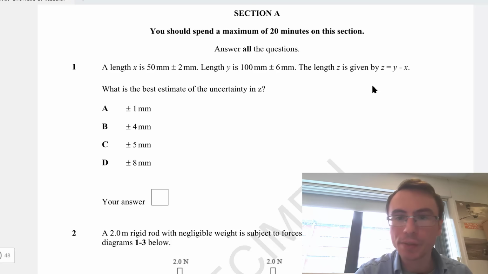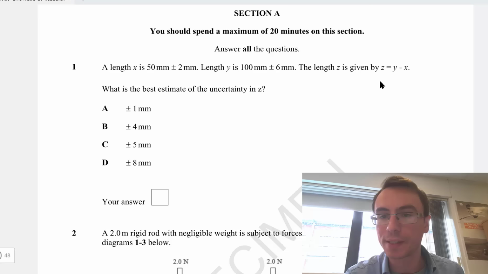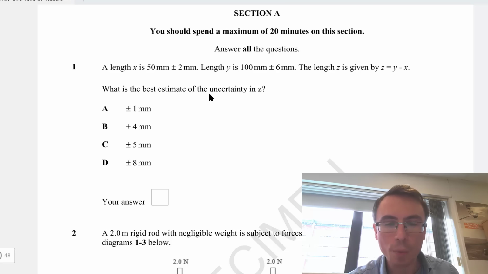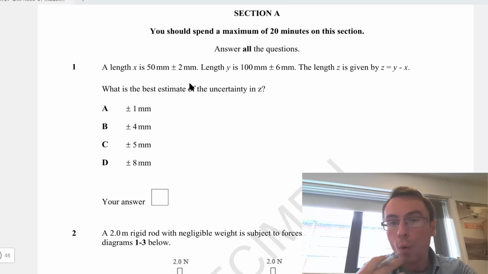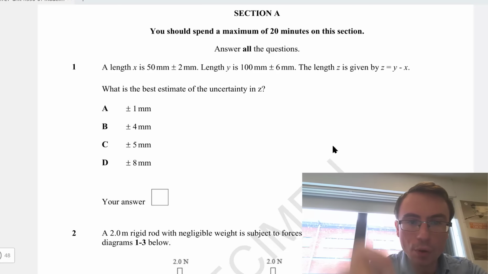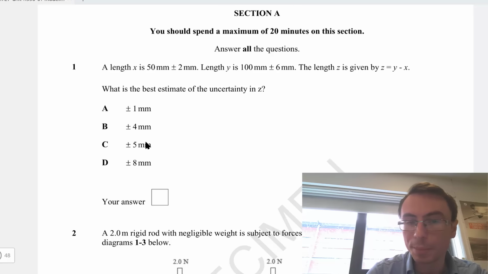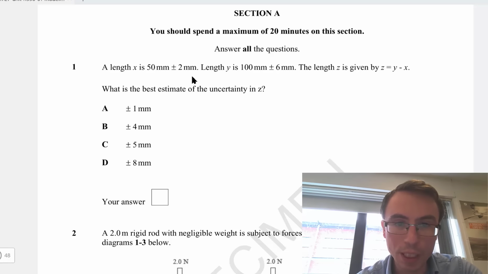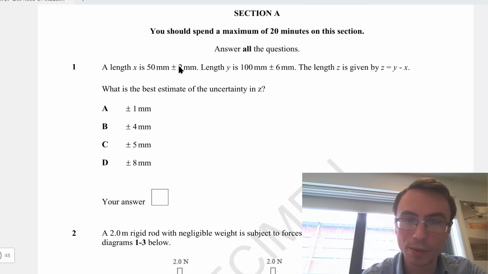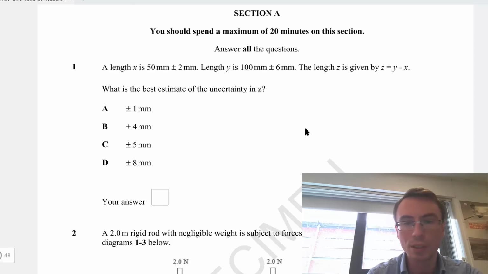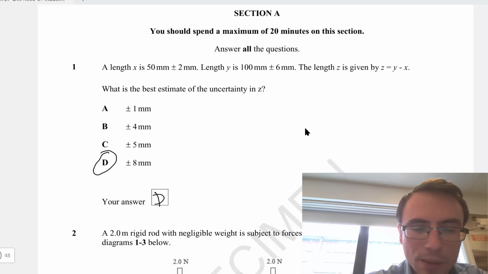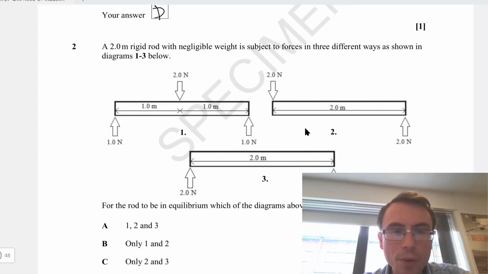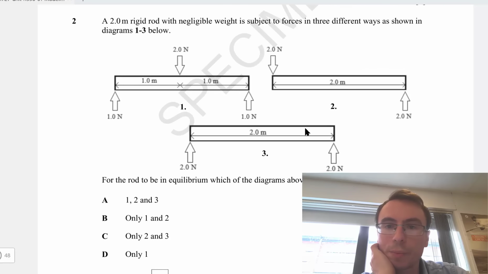We've got three lengths like so, and we calculate Z by taking two of them. What is the best estimate of the uncertainty in Z? Just like in physics, the absolute uncertainty is always just added up. So we know that it's an absolute uncertainty because we have units. So the uncertainty in Z will just be the uncertainty of this one, which is 2, plus the uncertainty in this one. So add them together, we are going to get plus or minus 8 millimeters. Correct answer is D.